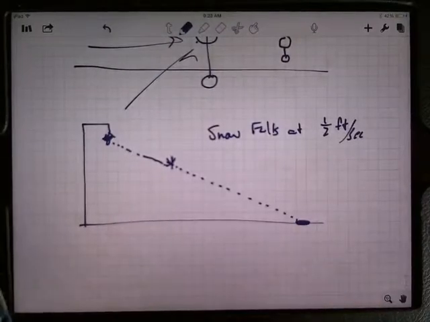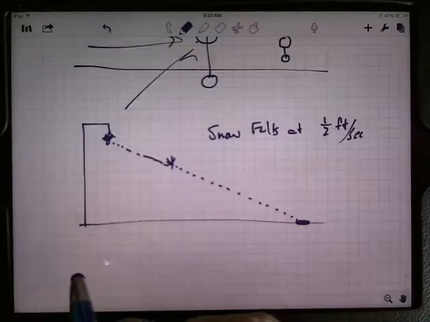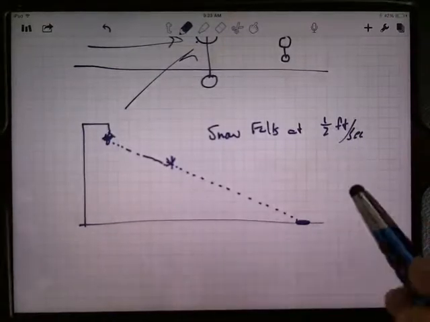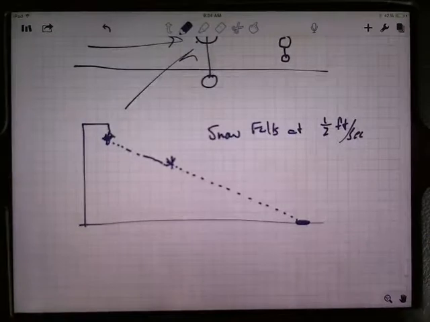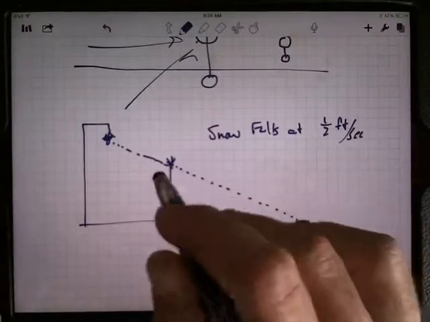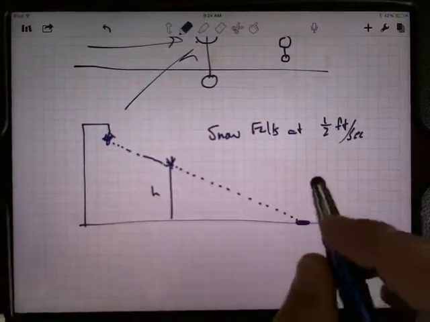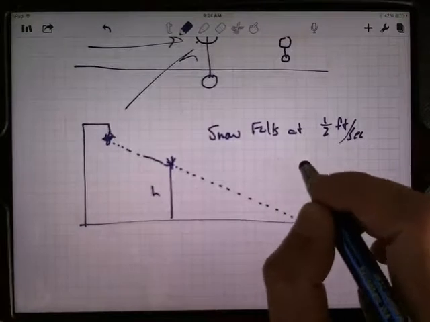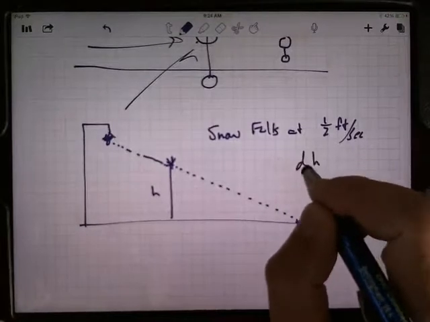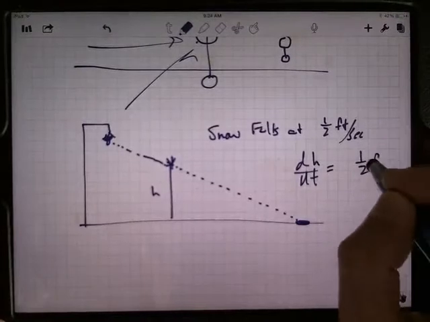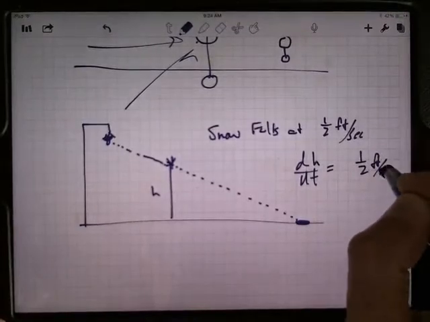Okay, let's give you some information here. That half a foot per second is a rate of change in some position. Essentially, it's how the height is changing, right? So if I call the height of the snowflake h, what I'm told then is dh/dt is equal to a half a foot per second. Actually, no, it's not, because this is falling.